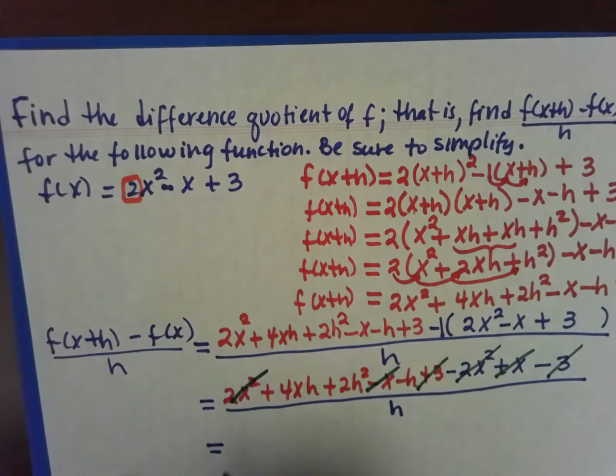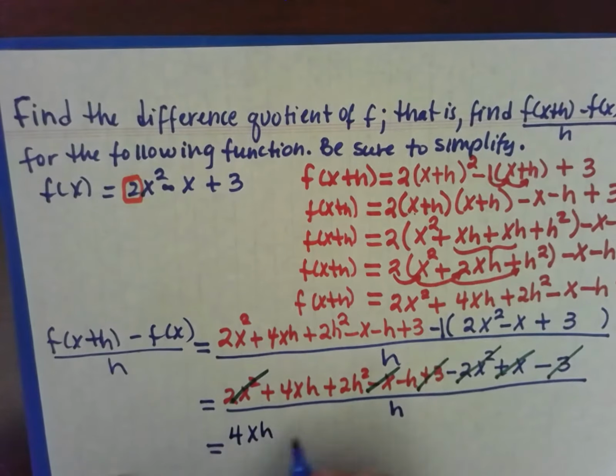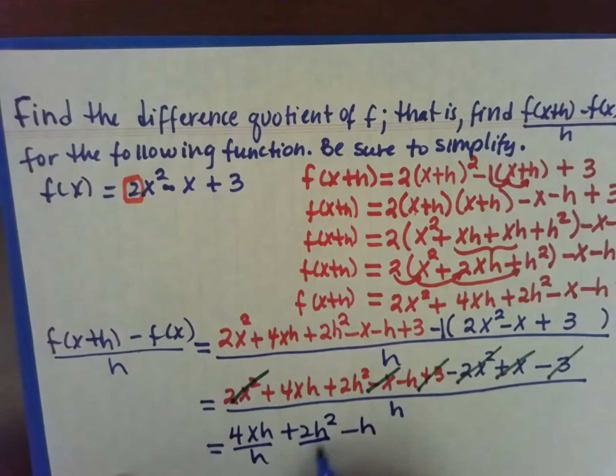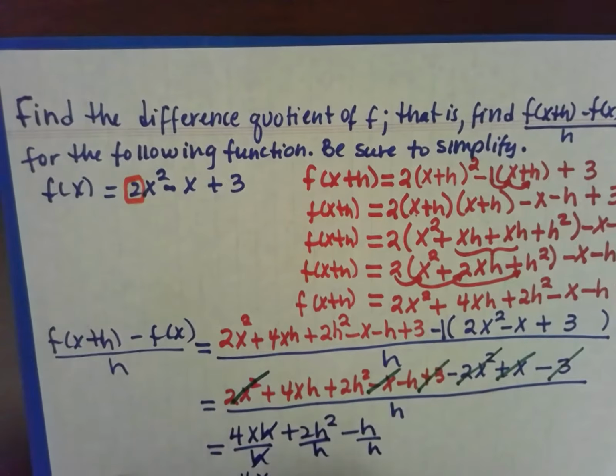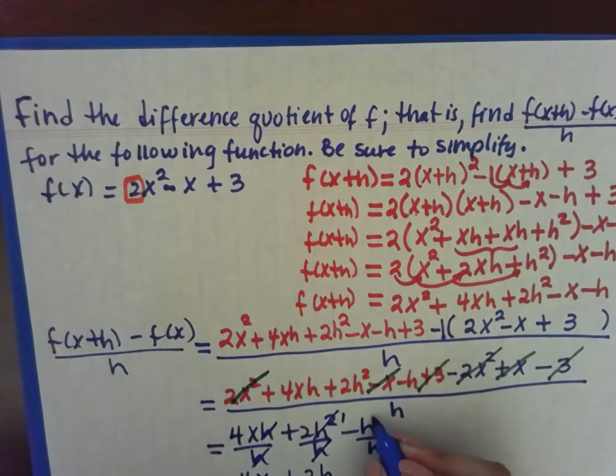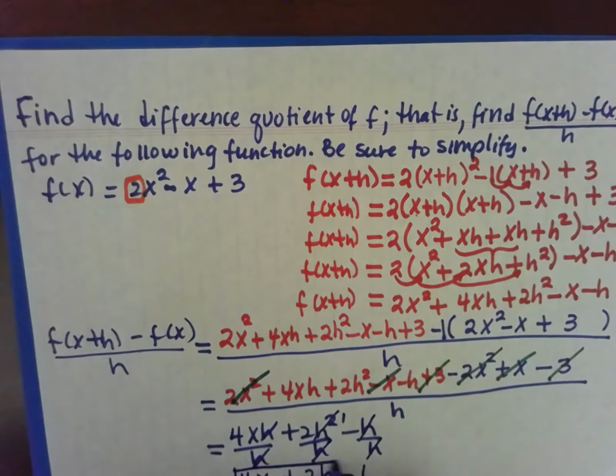So now we simplify 4xh plus 2h to the second power minus h. And then remember that I like to divide each one of these terms by h. And h divided by h equals 1, so that becomes 4x. This h to the second power, remove 1 based on the 1 in the denominator, so this becomes 2h. And h divided by h equals 1.